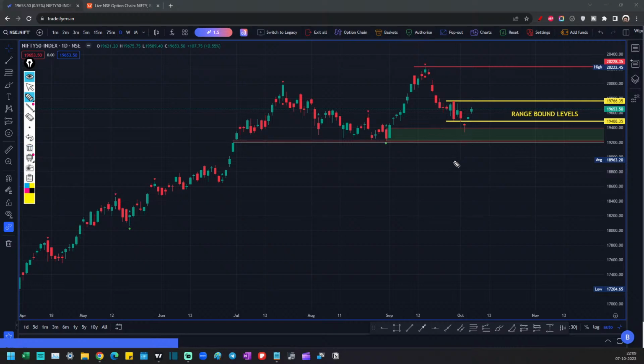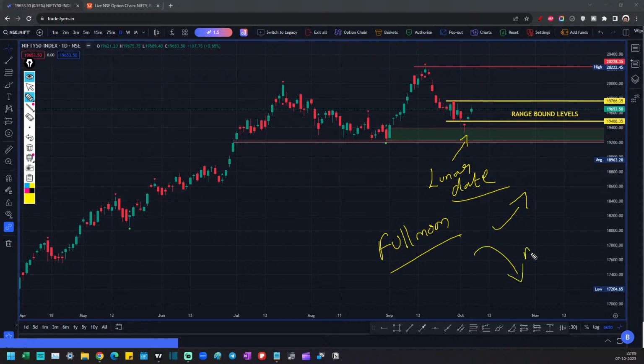Second thing, we have a very strong dragonfly doji on the first series of October. That too, it happened on a lunar date. So what is a lunar date? A lunar date is nothing but this happened on a full moon day. Usually markets tend to be bullish on a full moon day, and tend to be bearish on a new moon day.